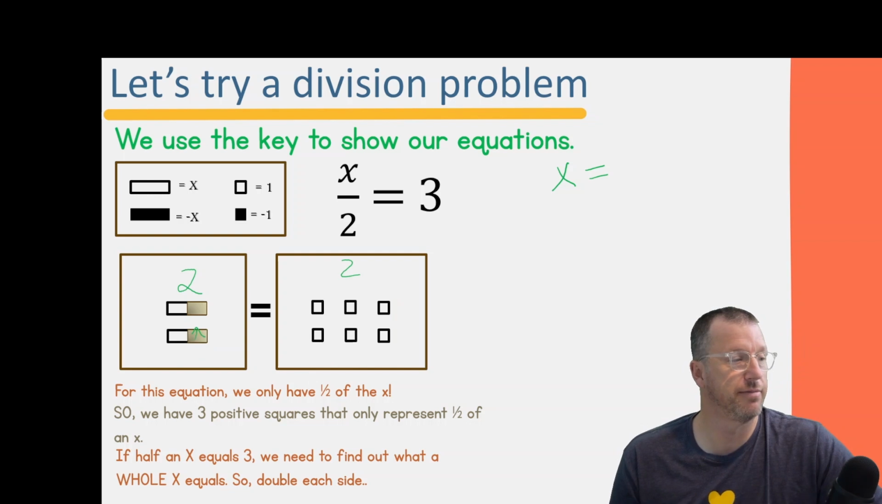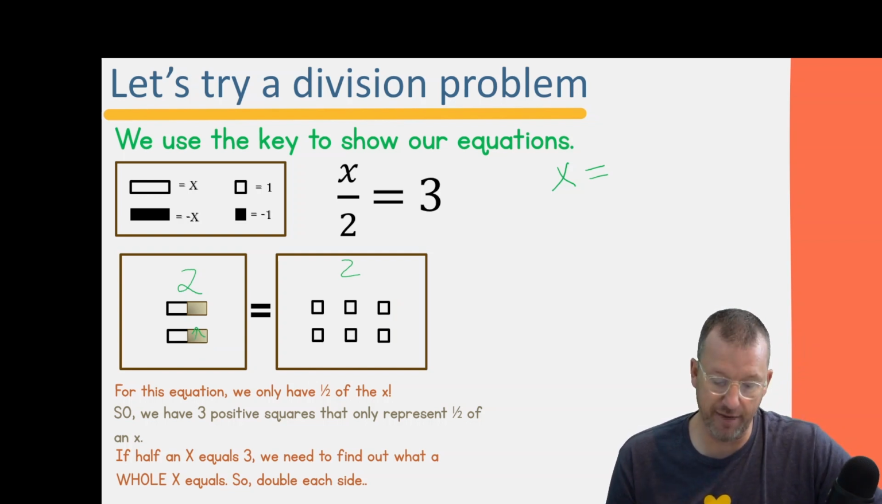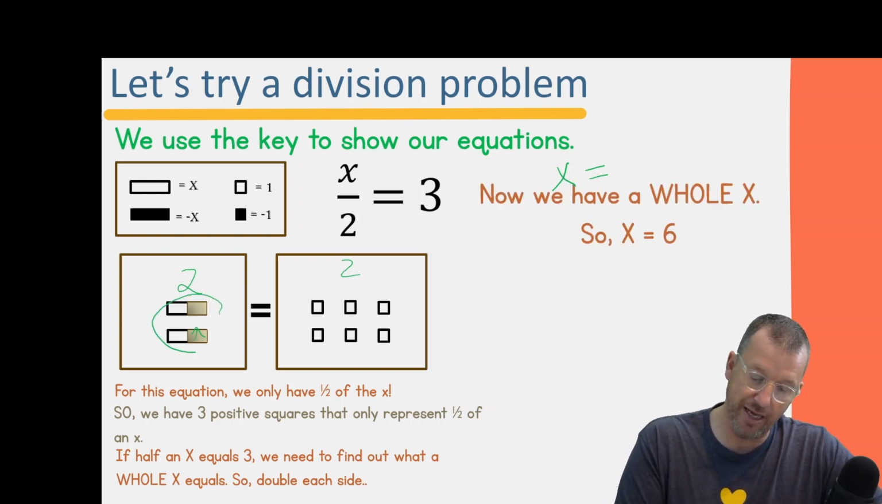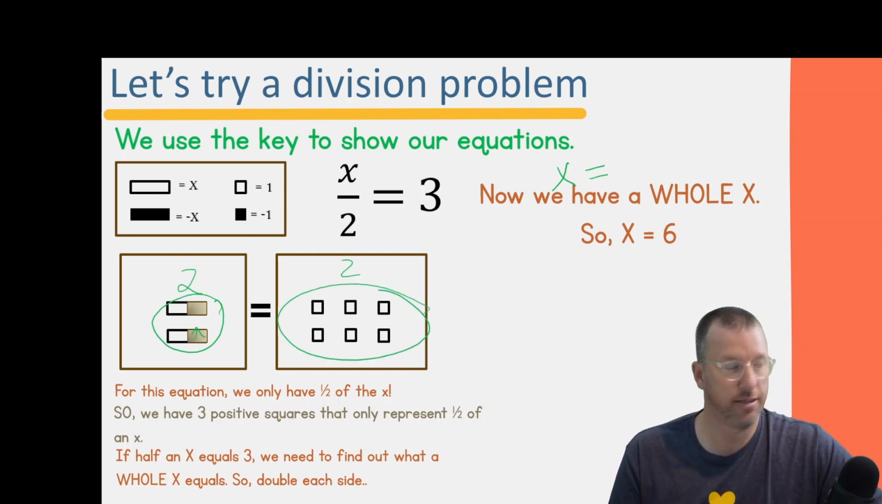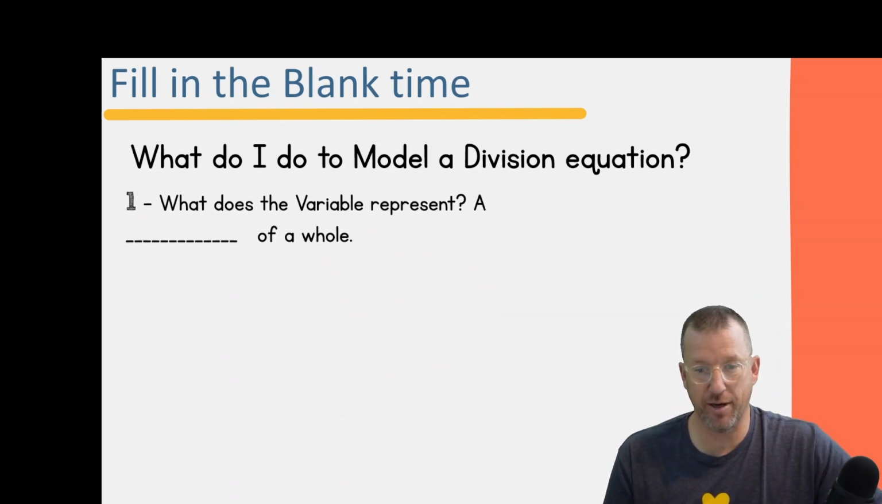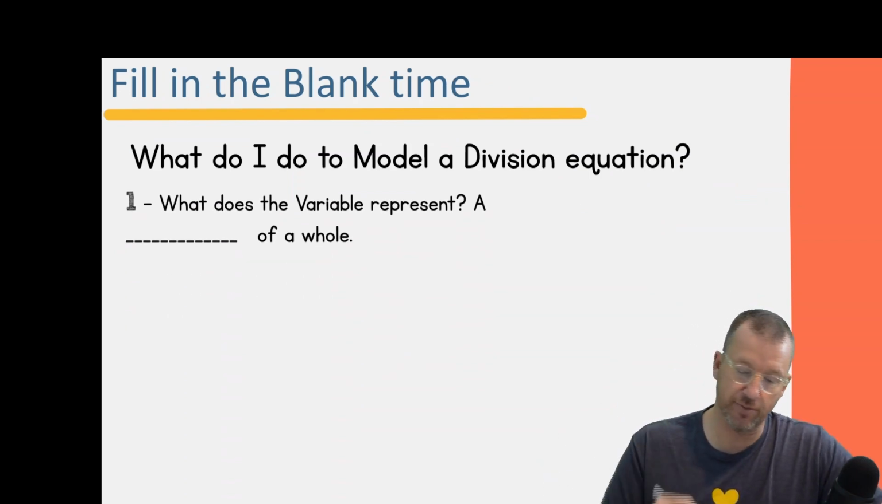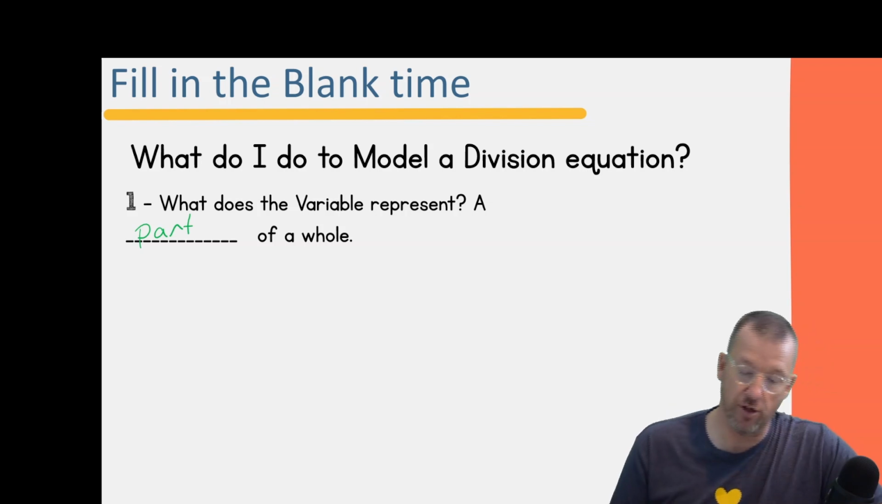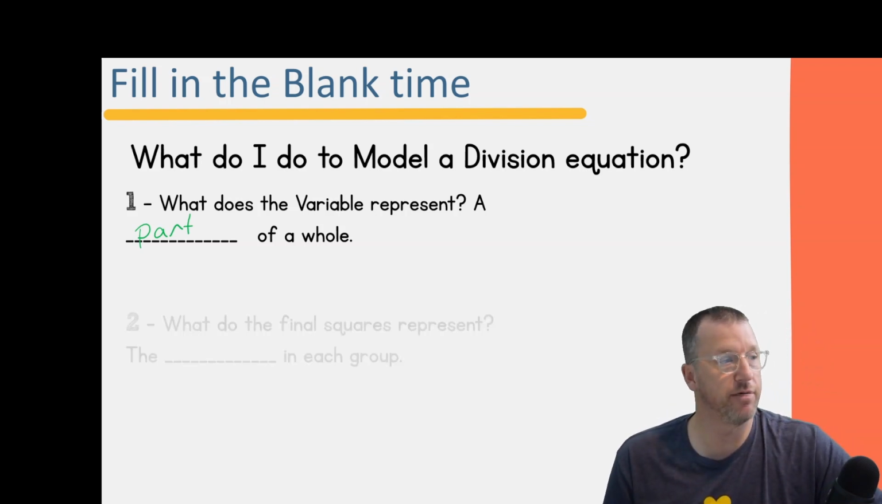So here we go. Now I've doubled my halves, and I doubled the thing on the other side. So when we double what's on each side, a whole x, half and a half as a whole, equals what? 6. Okay? Because what we did basically is we had a division problem, and what do we do to balance it? We use multiplication. What does a variable represent? It represents, in this situation, a part of a whole. In division, the variable represents a part of a whole.